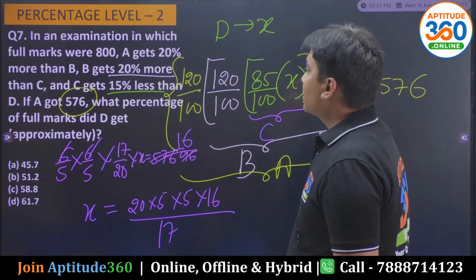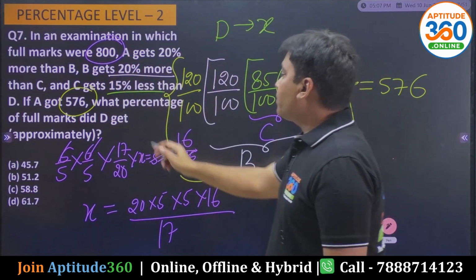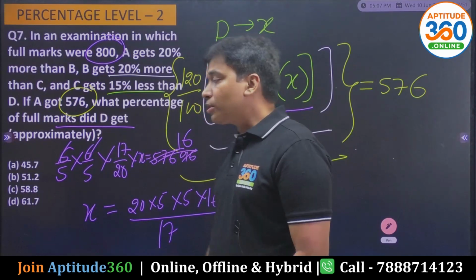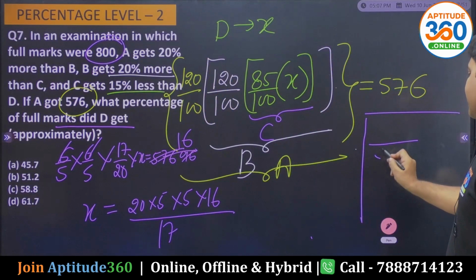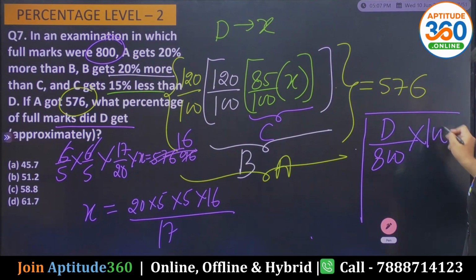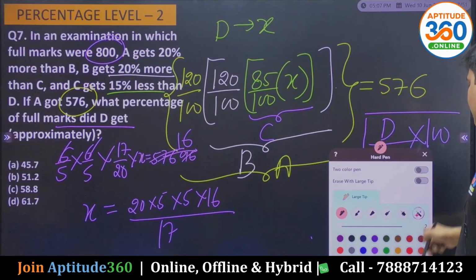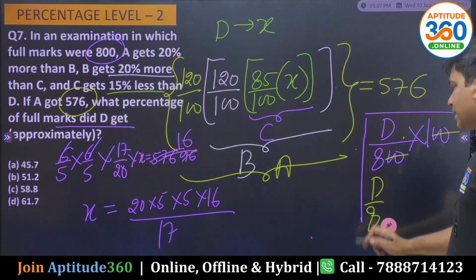Now what is the problem? The full marks are 800, and what percent of full marks D got? Please have a look at it over here. If the full marks are 800, how much D got? This is what is the percentage, isn't it? And if you look at it, 2 zeros are gone, so the percentage will be nothing but D by 8.